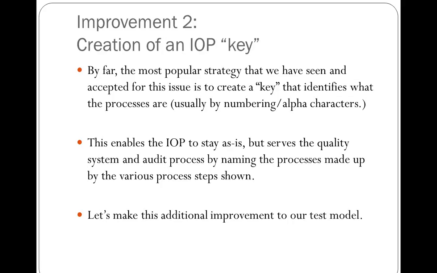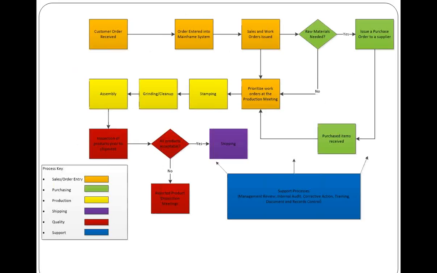Now, additionally, what we're going to do as a further improvement is create a key. And the key is going to help us identify what the processes are. Again, we're going to be keeping the IOP the way it was originally rendered, but we are going to identify the processes made up by these various steps. So let's do that as well.